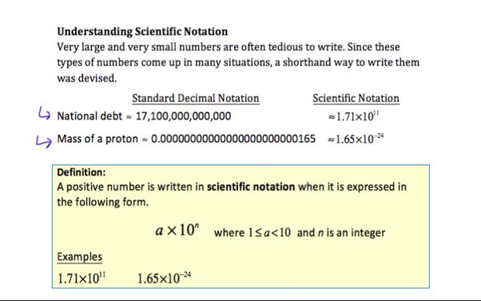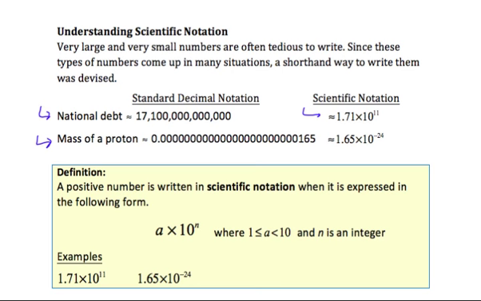So if we look at this national debt here, it looks like 17,100,000,000,000. Writing a number that large has a lot of zeros, and a lot of times it's hard to keep track of those zeros. And it takes up a lot of space. So if we write that number in scientific notation, here's a very condensed or shorthand way to write that. In scientific notation, that number would simply be 1.71 times 10 to the 11th power.